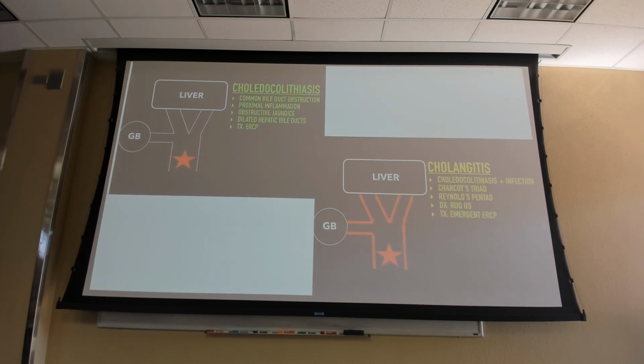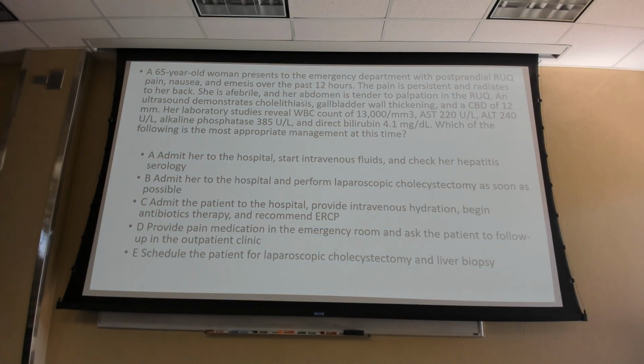And then obviously we have choledocholithiasis, so common bile duct obstruction. And then cholangitis is the CBD obstruction with an infection. That's when we get Charcot's triad or Reynolds pentad. All right, so here's another one.